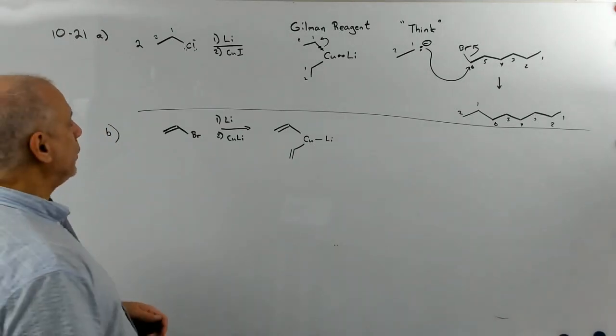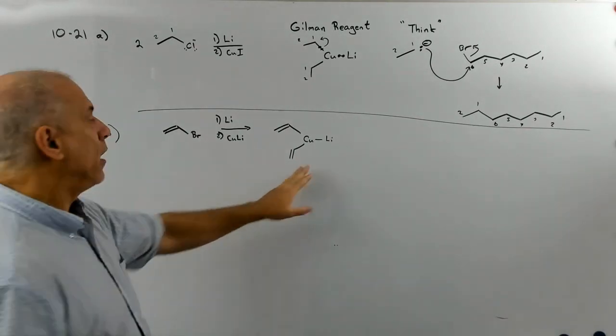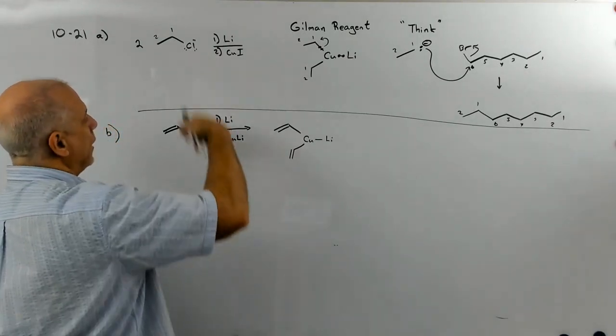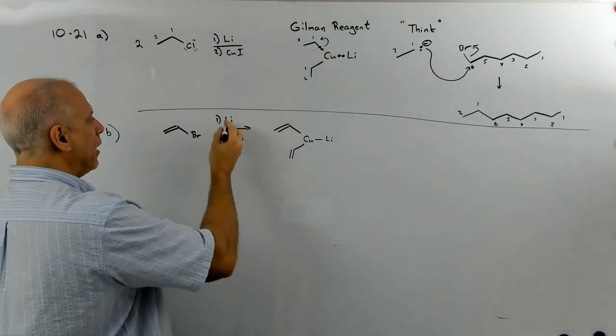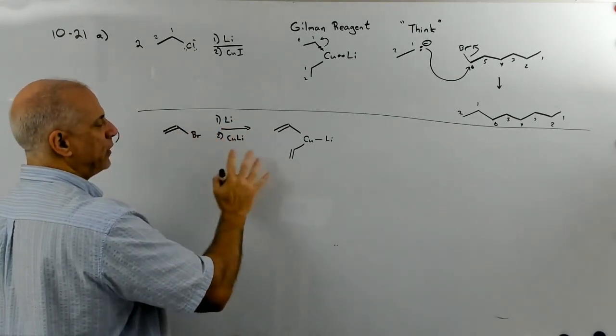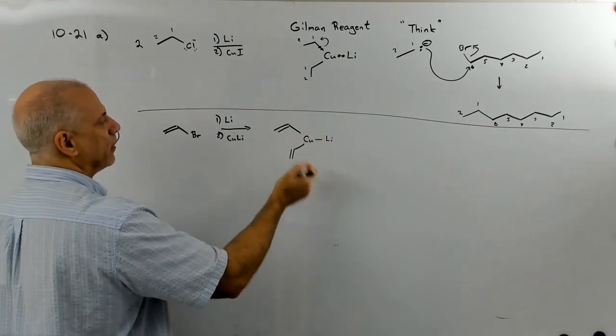In part B, we need to create a Gilman reagent. This time we'll start with a vinylic bromide. We can use chloride or bromide, it doesn't really matter. Lithium comes in, inserts itself in there, the copper associates with it. You'll end up with this Gilman reagent right here.